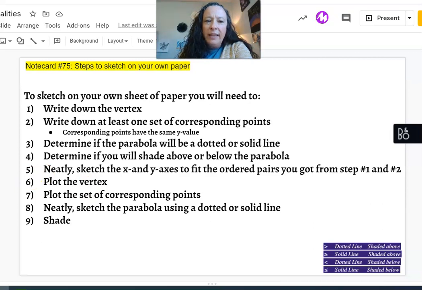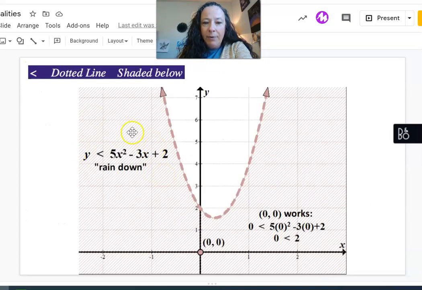So I'm going to quickly scroll through the next 4 slides, and then we're going to get to note card 76 where we do examples together. So here is an example of graphing y is less than 5x squared minus 3x plus 2, and it's a dotted line because it has the less than, and it's shaded below because it's a less than.